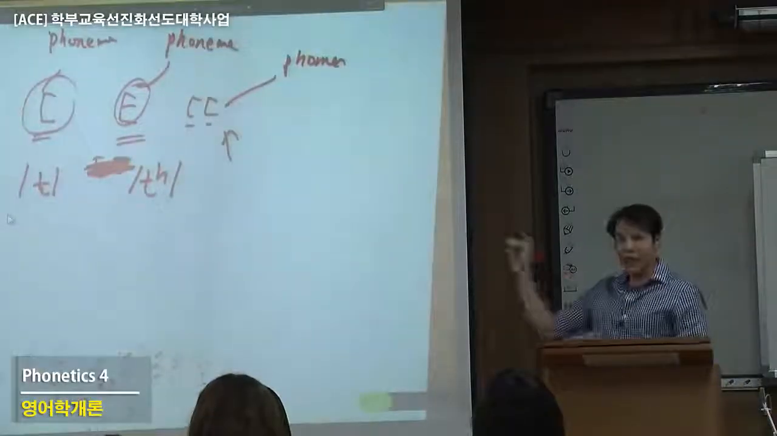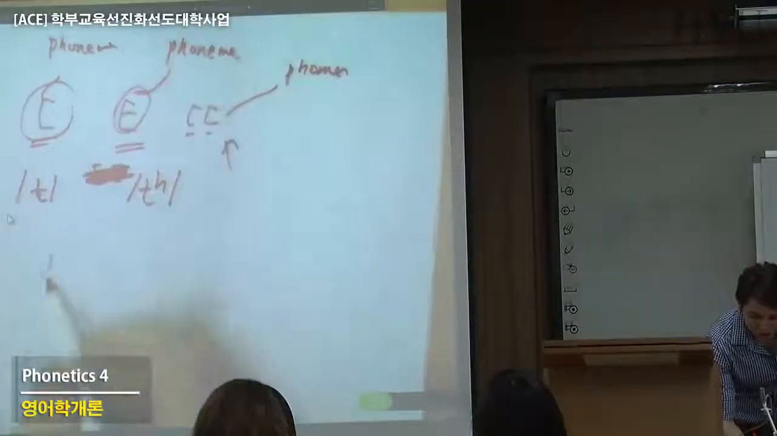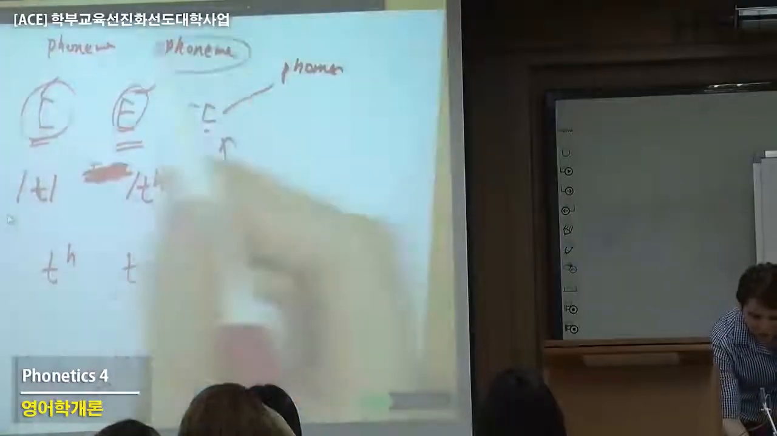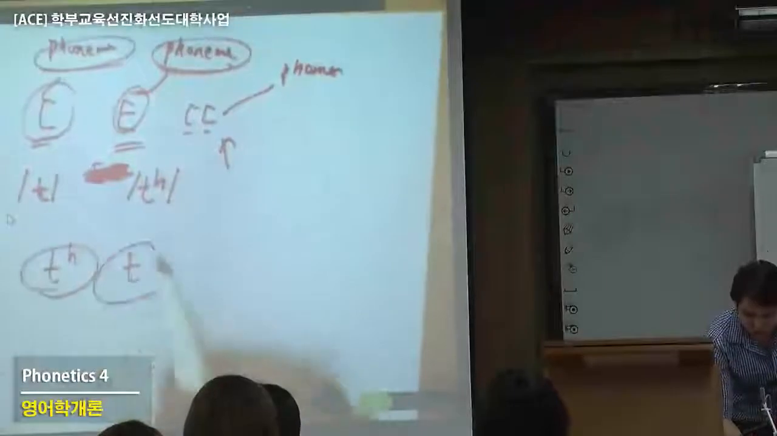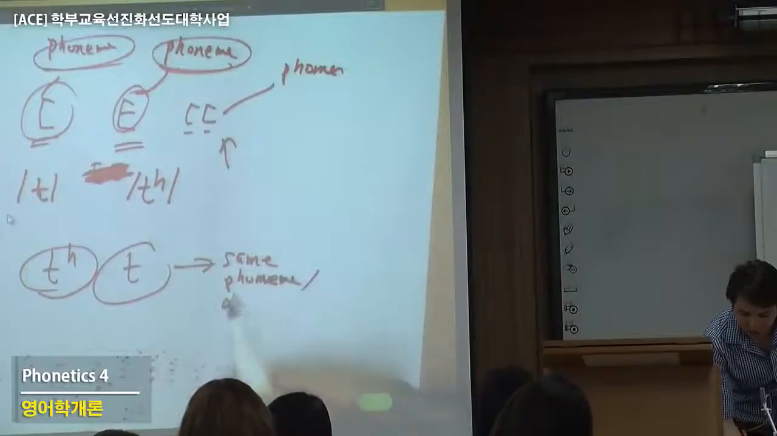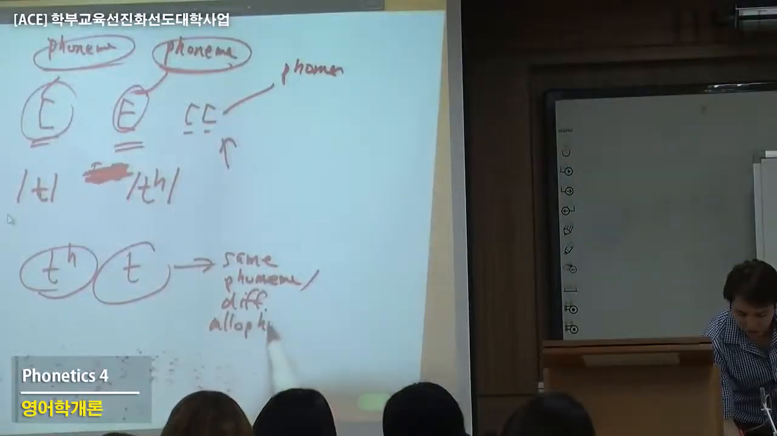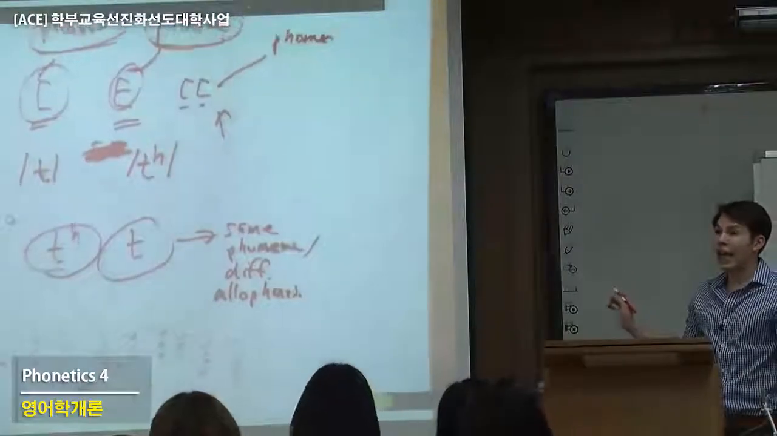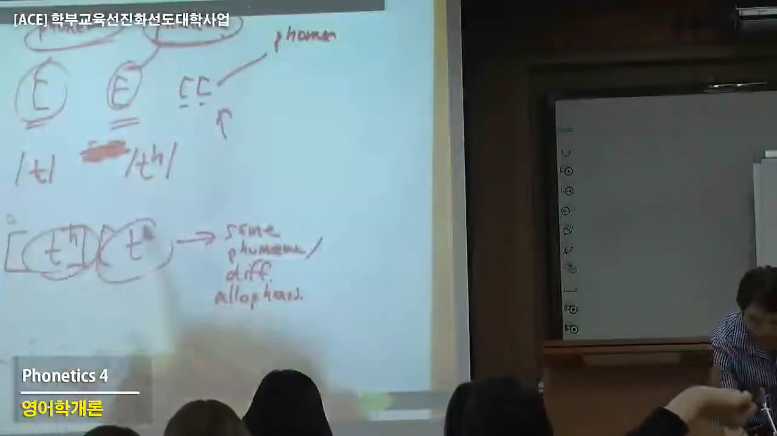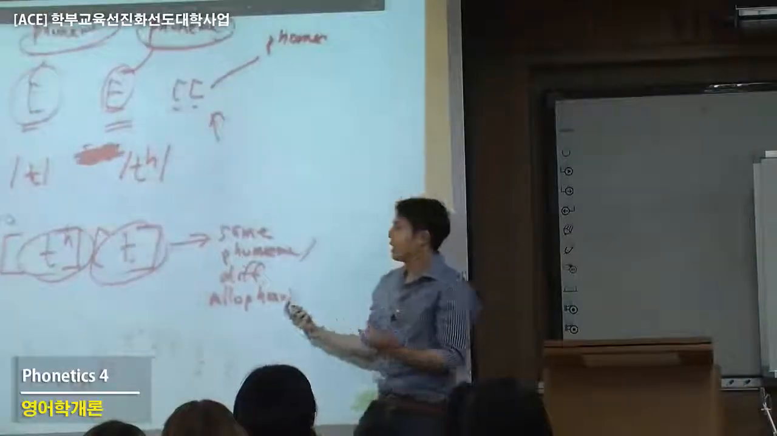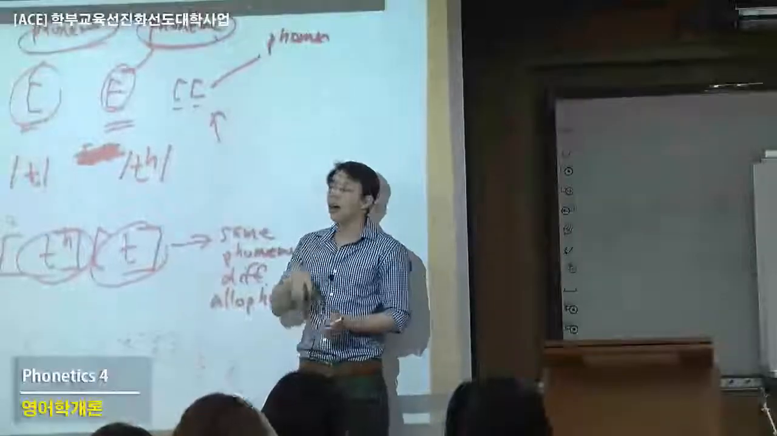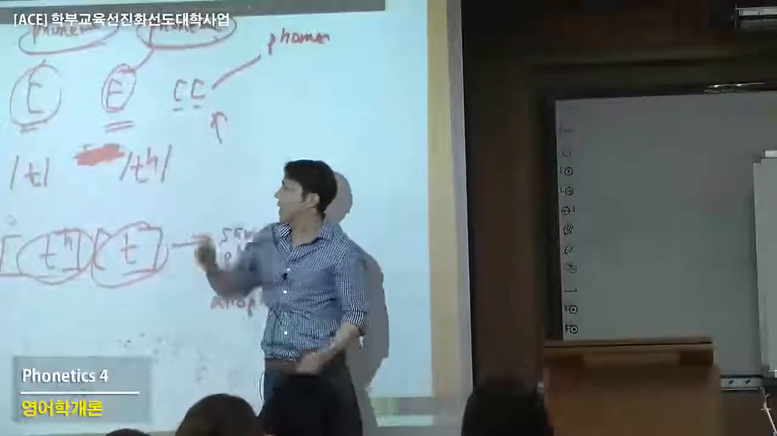Like that. But in English, the TH and the T, they are different allophones, right? So in Korean, different phonemes, but in English, they are the same phoneme, but different allophones. And how do we indicate that? We indicate the allophone using square brackets, okay? When we want to indicate an allophone, we use a pair of square brackets. But when we want to indicate phonemes, we use just the slanting line, okay?